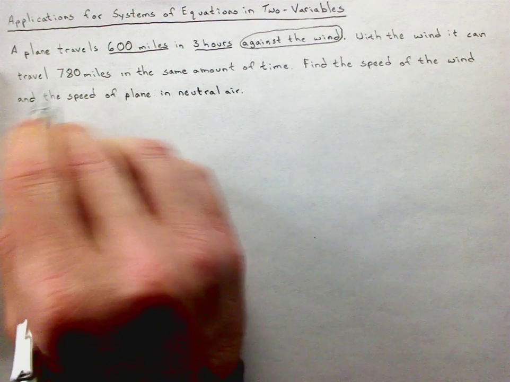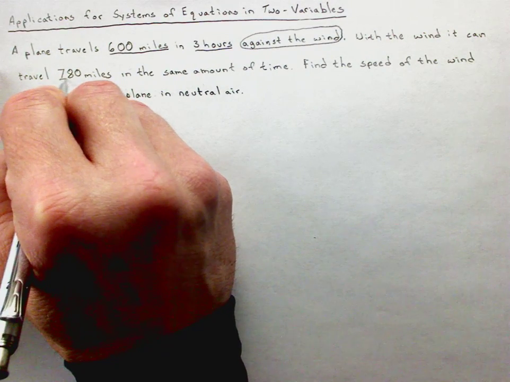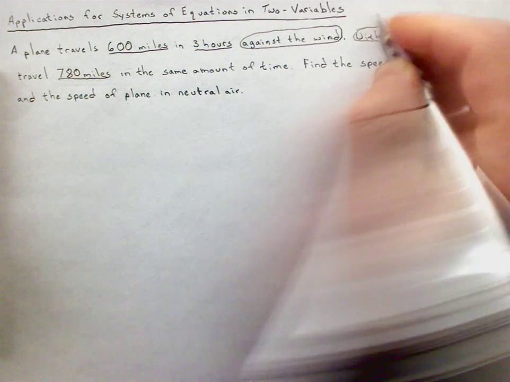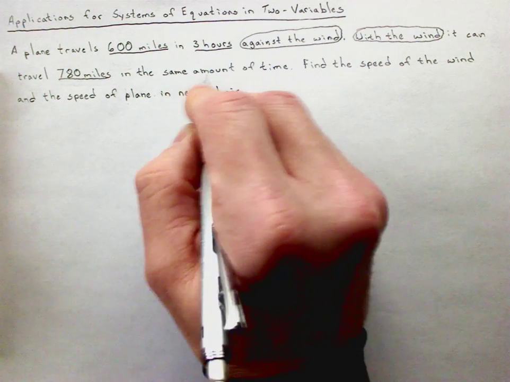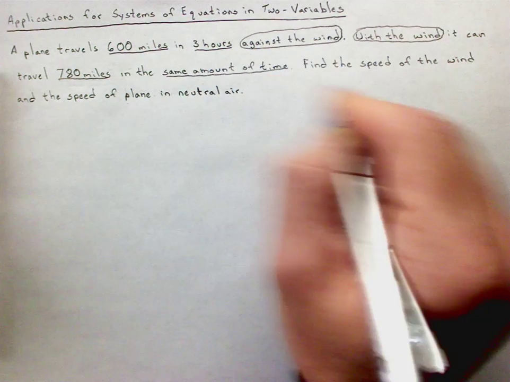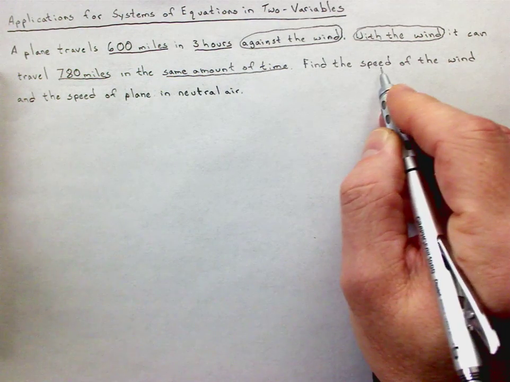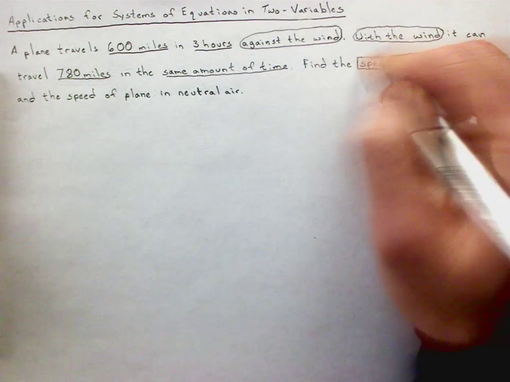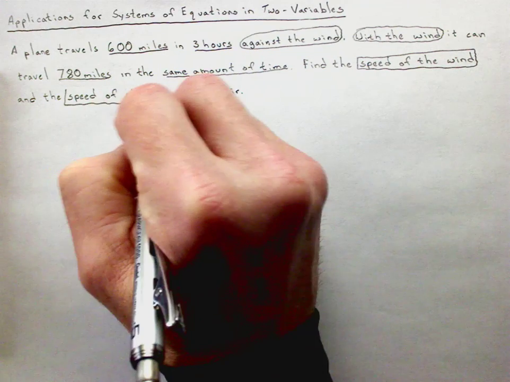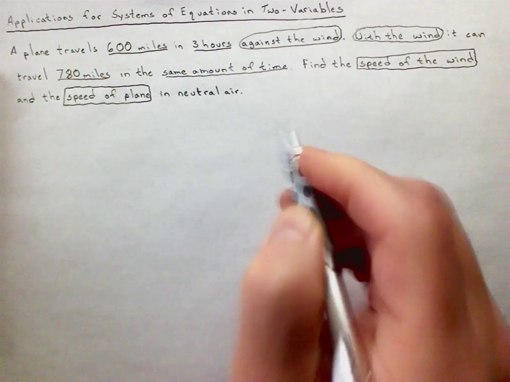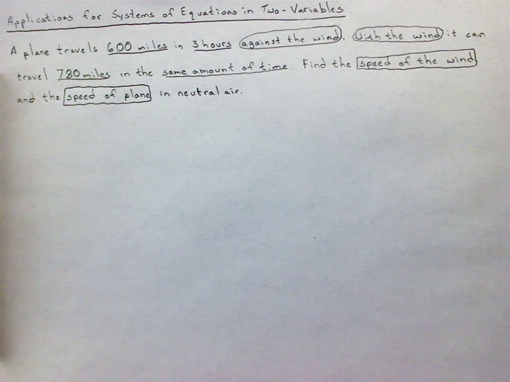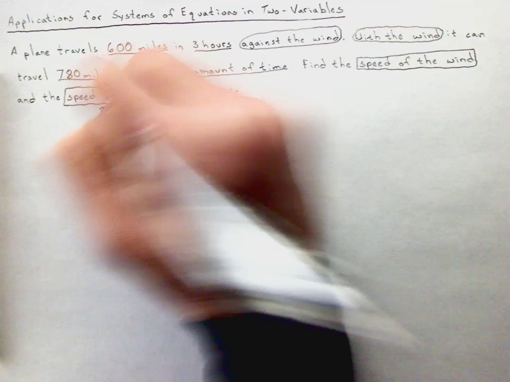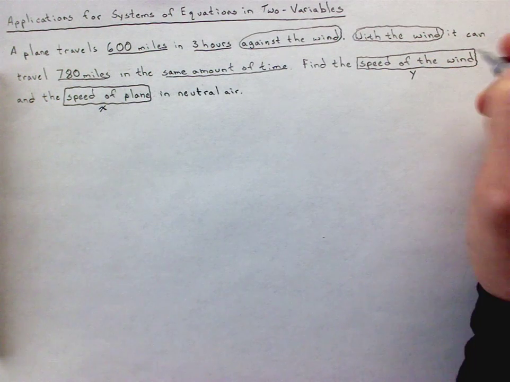With the wind, it can travel 780 miles. Okay, so this one's going with the wind, in the same amount of time. So same amount of time. And what it's asking is for me to find the speed of the wind and the speed of the plane in neutral air. These are going to be my variables. So we'll say that the speed of the plane is x and the speed of the wind is y.